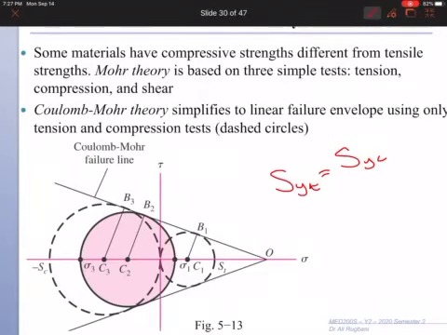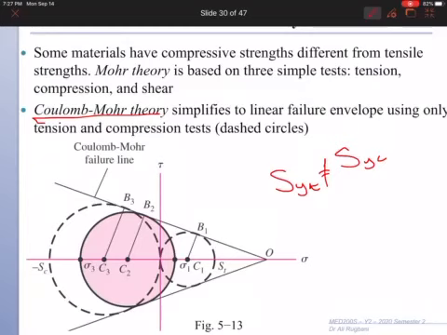But there are a few ductile materials that have yield strength in compression larger than yield strength in tension. Or in other words, yield strength in tension doesn't equal yield strength in compression. So in this case, two yield strengths are reported. If you look at the tables, you'll see yield strength in tension and yield strength in compression. So in this case, you can use Coulomb-Mohr theory.